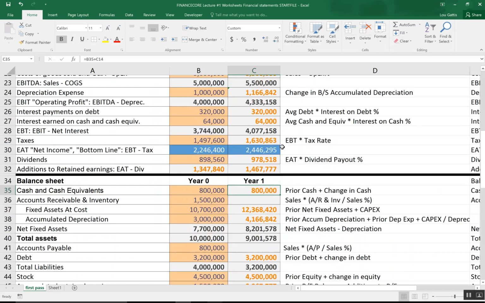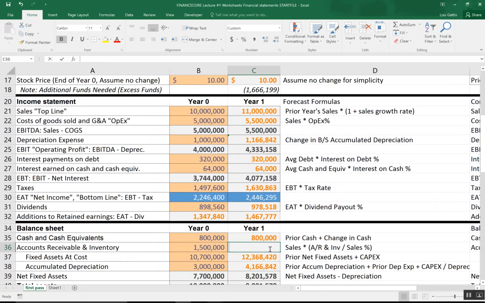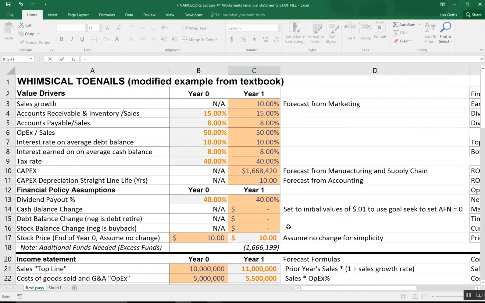Let's assume no change in cash. So you see I have a formula here for cash. It is last year's cash plus the change in cash. We're forecasting 0 for now. Accounts receivable, which is to make an assumption, that is 15% of sales.